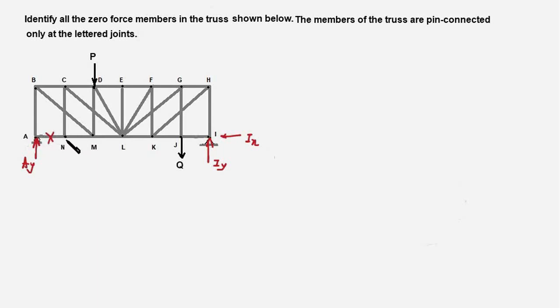Now take a look at joint N. We have two members which are collinear and the third member is non-collinear one, and there is no external force at N. Therefore this force in NM would be same as AN and the member NC would be a zero force member. So this would be a zero force member, and since this is a zero force member, NM also would be a zero force member.